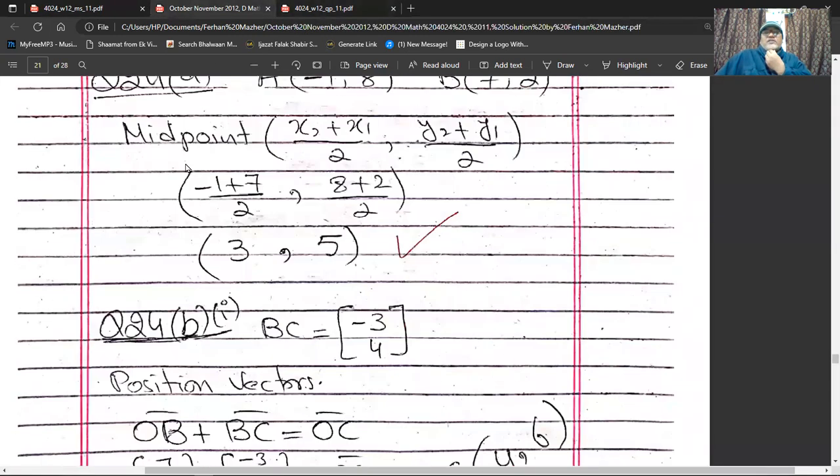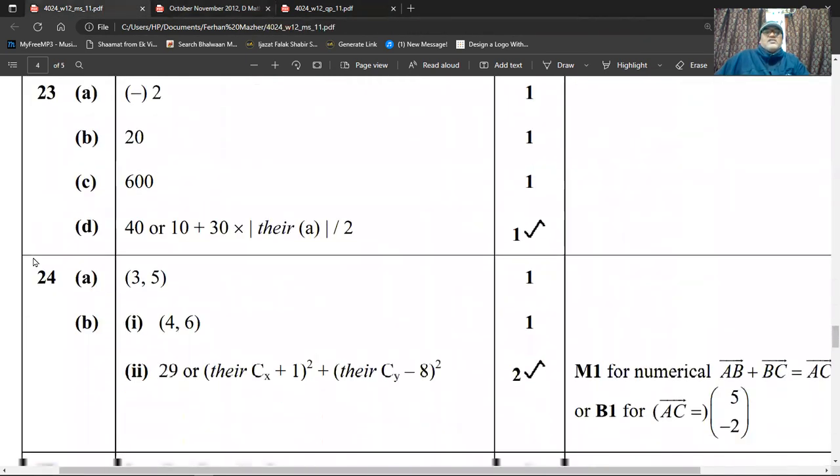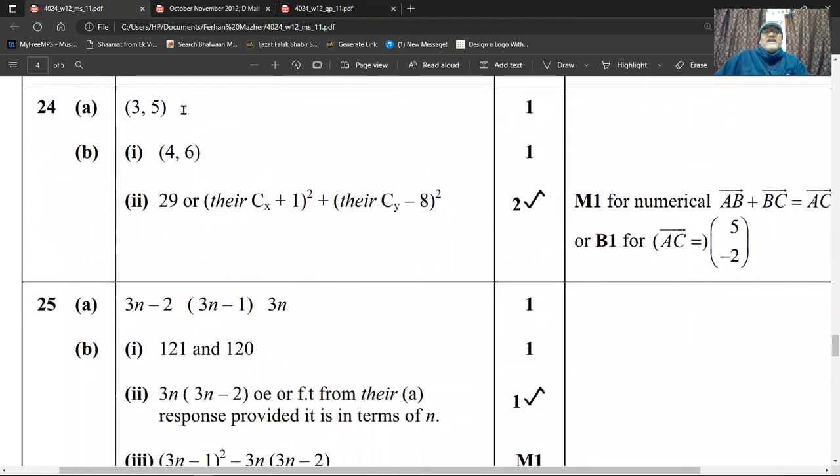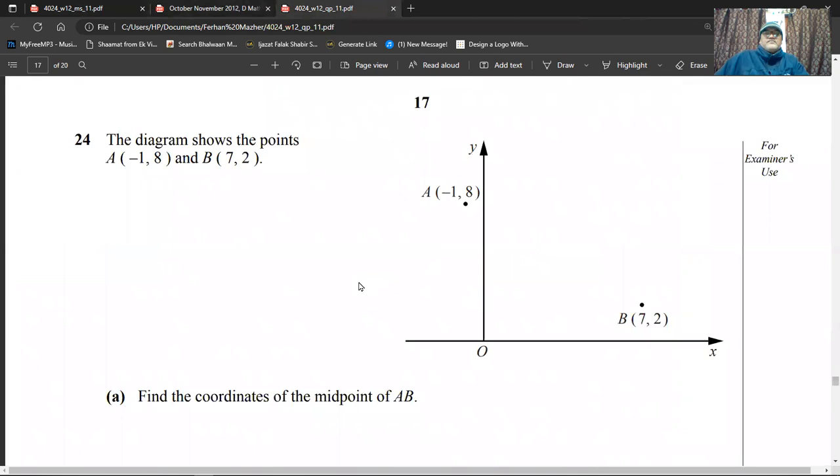(x2 + x1)/2, comma, (y2 + y1)/2. So that is how you find the midpoint. So it will be (-1 + 7)/2, comma, (8 + 2)/2. So this will be 6, and 6 divided by 2 will be 3. This will be 10, and 10 divided by 2 will be 5. So the coordinates of the midpoint are (3, 5). 3, 5 is the right answer, sir. This is how this is done.